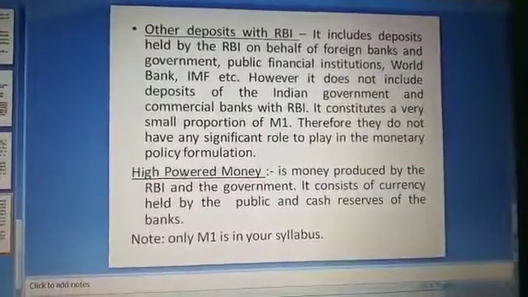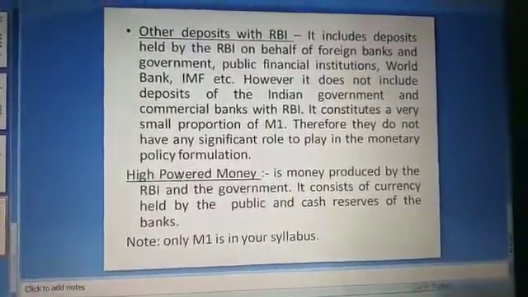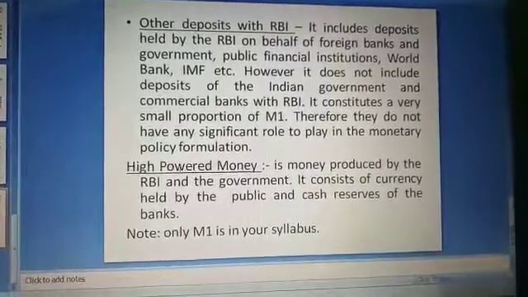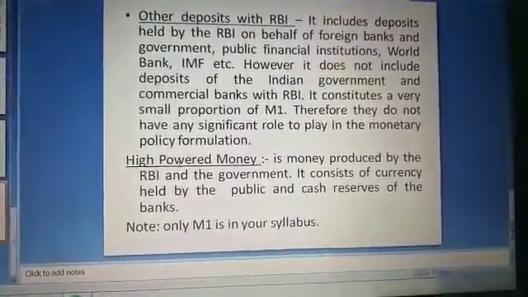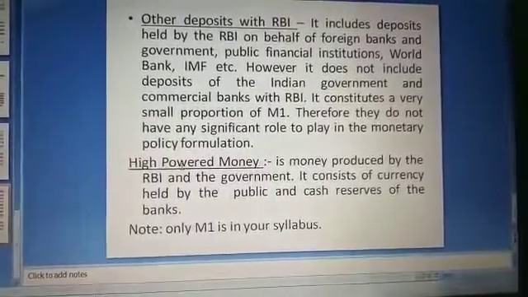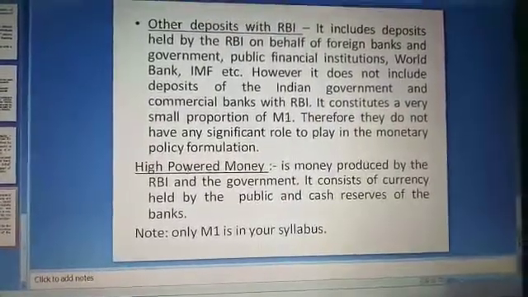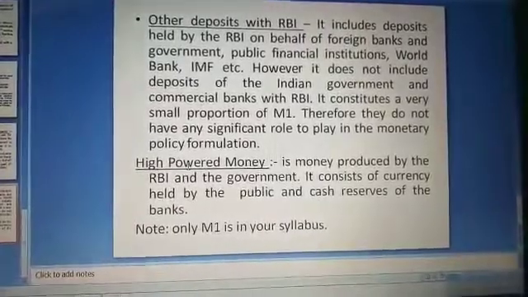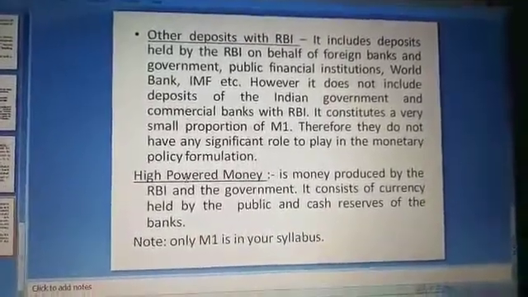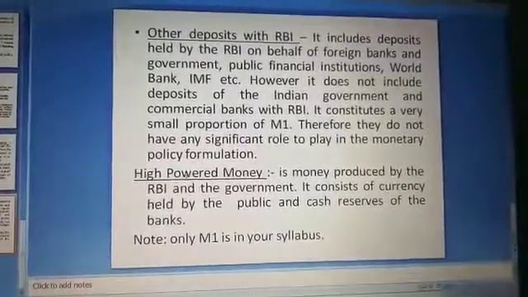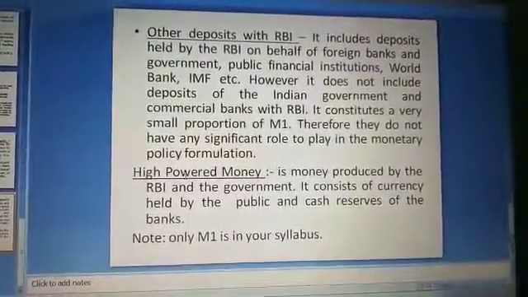Now, what is high powered money? It is money produced by the RBI and the government. It consists of currency held by the public and cash reserves of the banks. Please note that only M1 is in your syllabus. So, with this, we come to the end of lesson number 3.